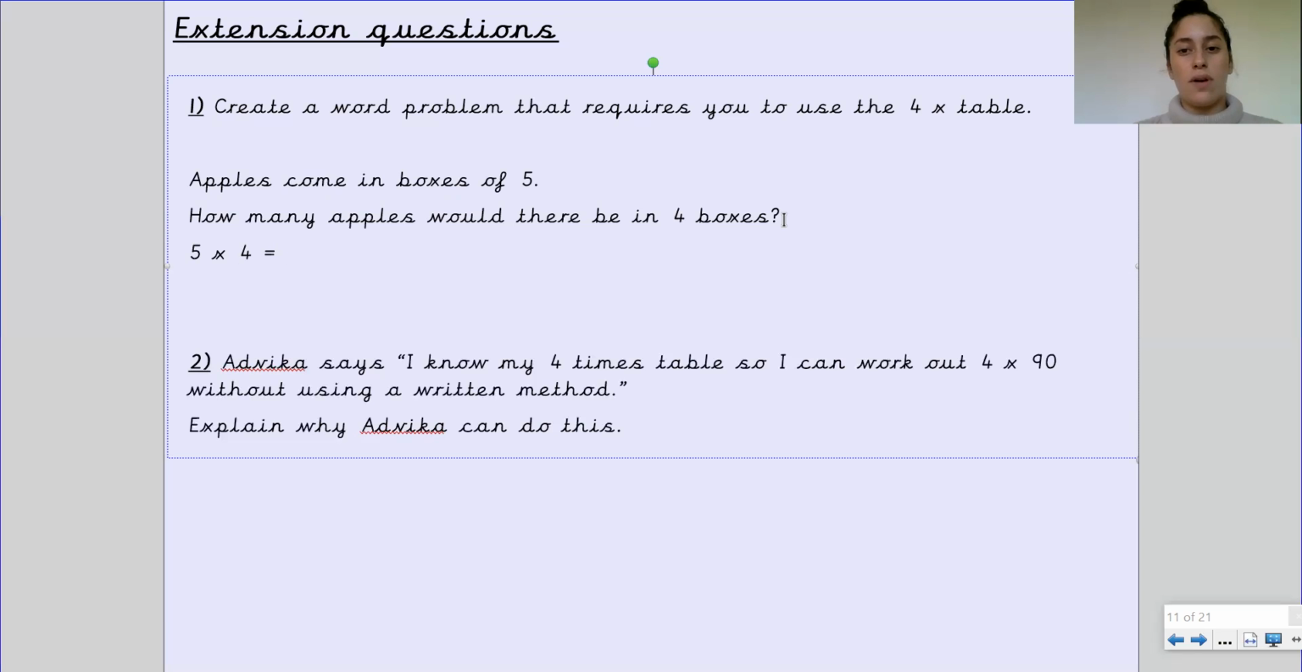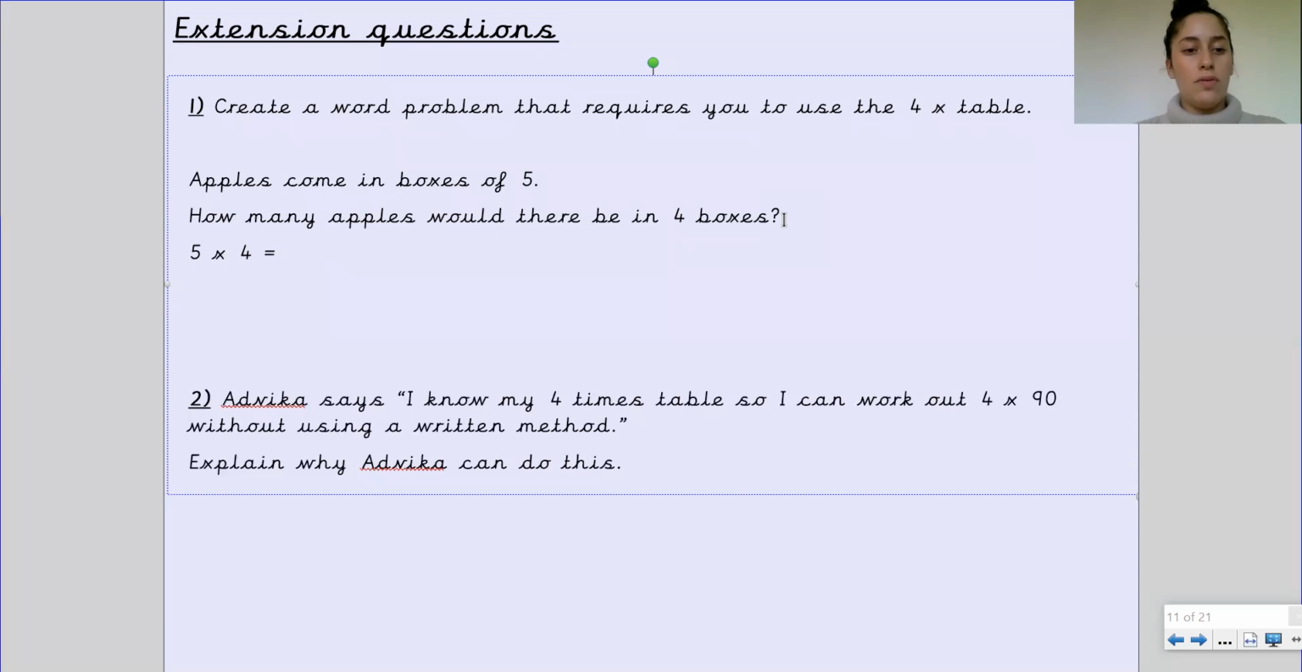Or you could also write it the other way around, which you also mentioned in our live session. You could write it as 4 times 5, which would also equal the same amount. And we recapped why these two would be the same. Because in multiplication, when you swap the numbers around, you will get the same answer. This is called commutative.